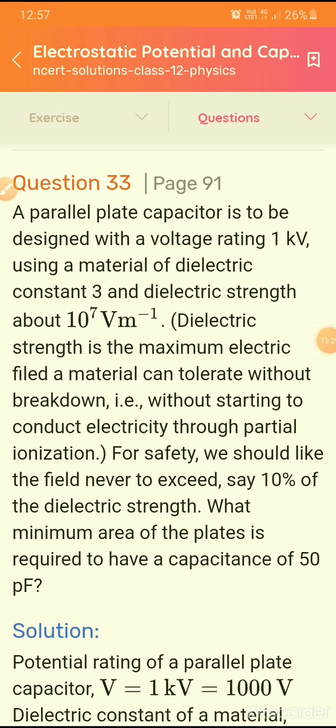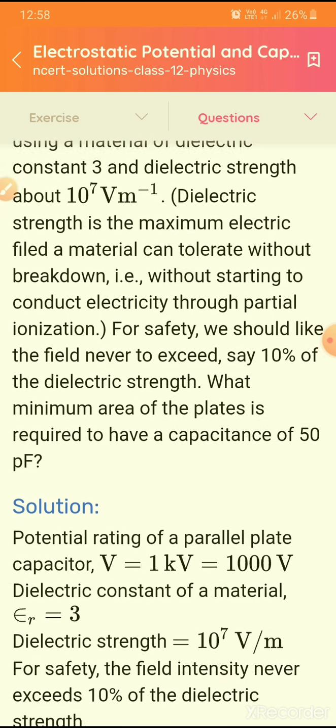Question number 33. A parallel plate capacitor is to be designed with a voltage rating of 1 kilovolt using a material of dielectric constant 3 and dielectric strength about 10 to the power of 7 volt per meter. Dielectric strength is the maximum electric field a material can tolerate without breakdown, that is, without starting to conduct electricity through partial ionization. For safety, we would like the field never to exceed, say, 10% of the dielectric strength. What minimum area of the plate is required to have a capacitance of 50 picofarads?